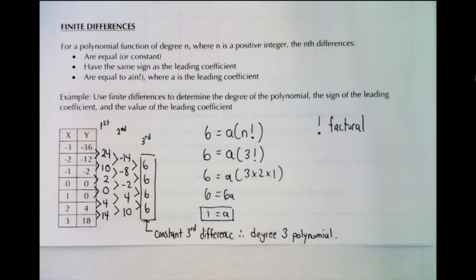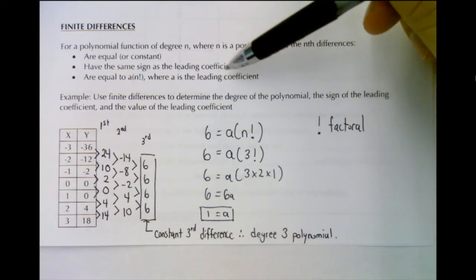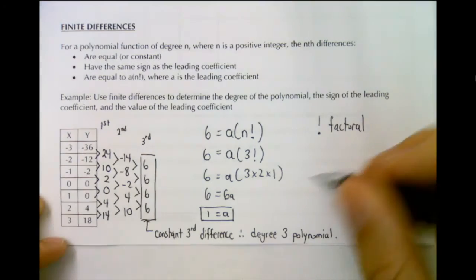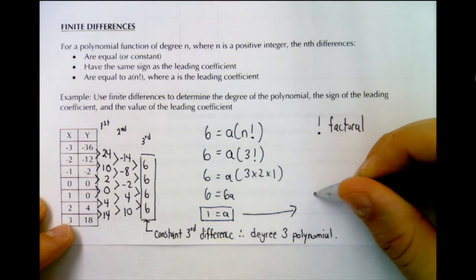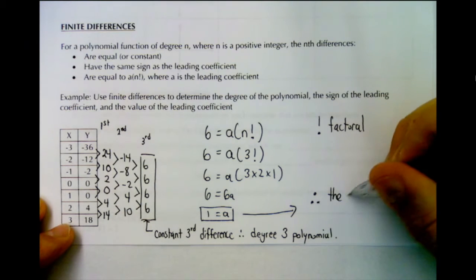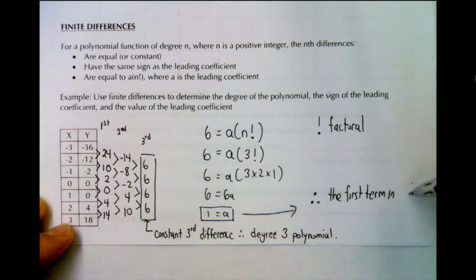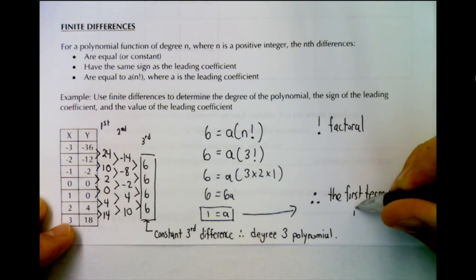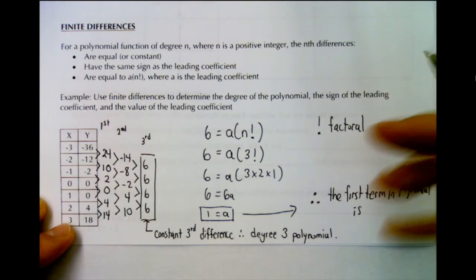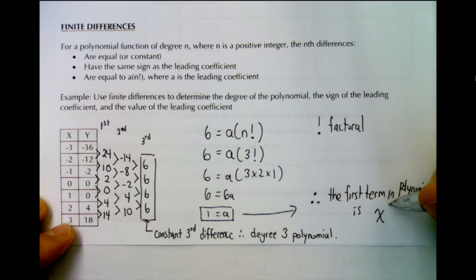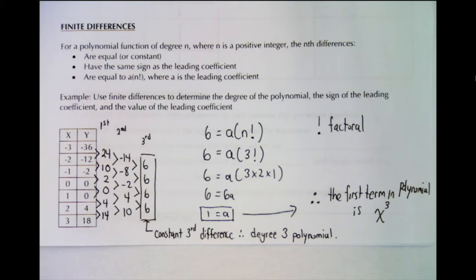What's a again? A is the leading coefficient. So this means the first term in this polynomial is 1, and it's a degree 3, so x cubed, or just x cubed. If that a value came out as 4, this would be 4x cubed. If it came out as negative 2, it would be negative 2x cubed.